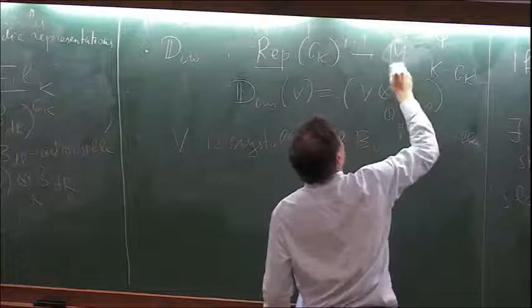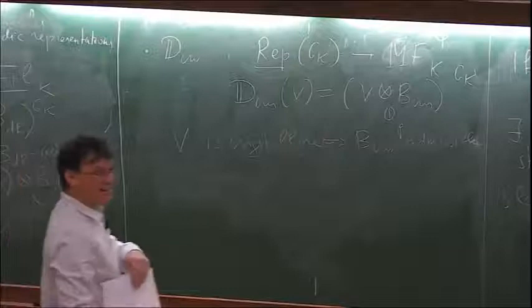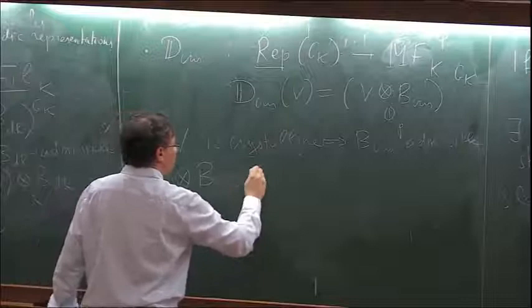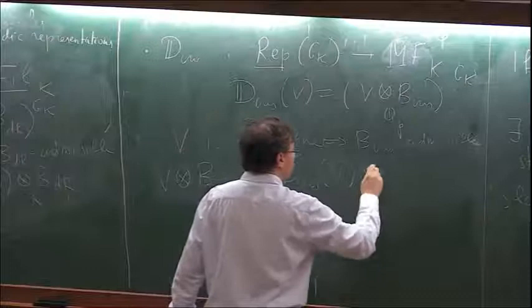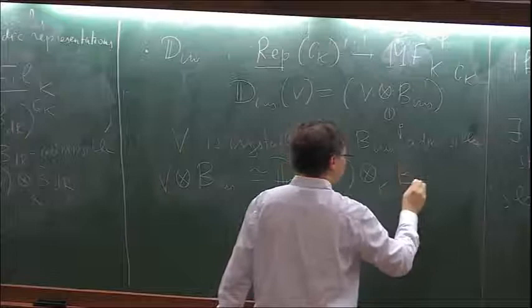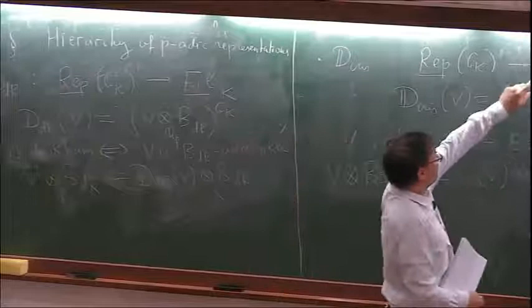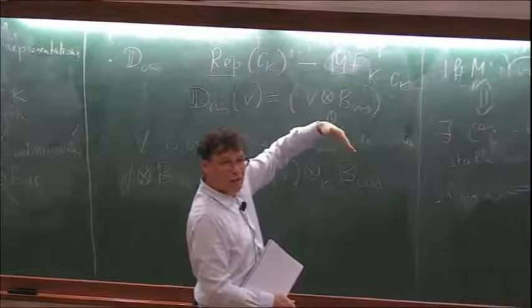So define D_dR by the same procedure. It takes values in the category of filtered modules over K, or filtered phi-modules over K, taking Galois invariants of a tensor product of V with B_dR. And again, we say that V is de Rham if and only if it is B_dR-admissible.